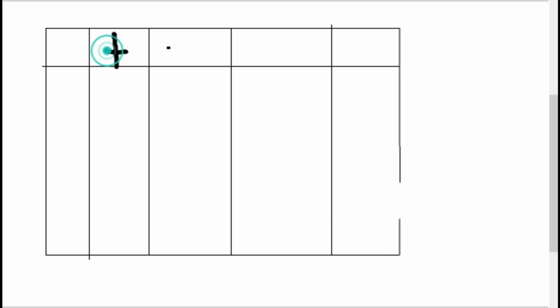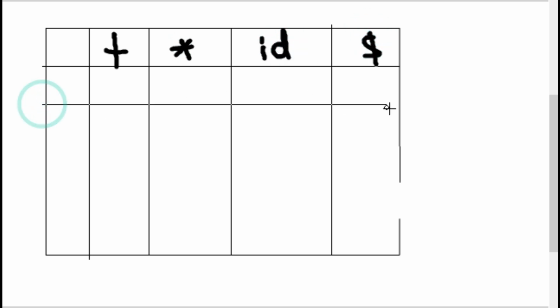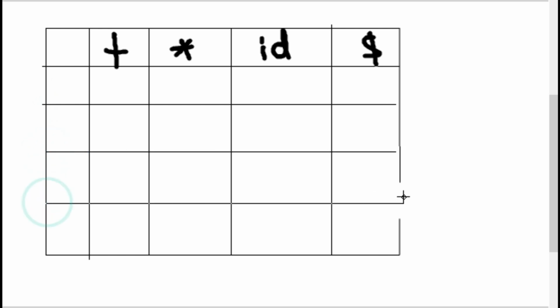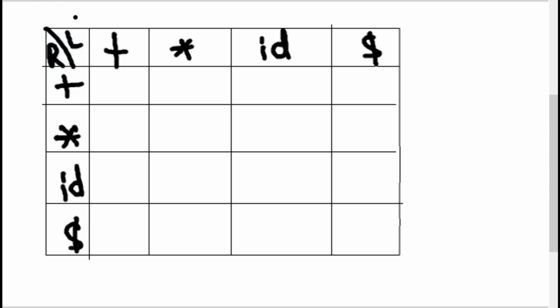Plus, star, ID and dollar. Similarly, we have to create rows: plus, star, ID and dollar, plus, star, ID and dollar. Now this is the right hand side and above this is the left hand side. So this is the left hand side, this is the right hand side.